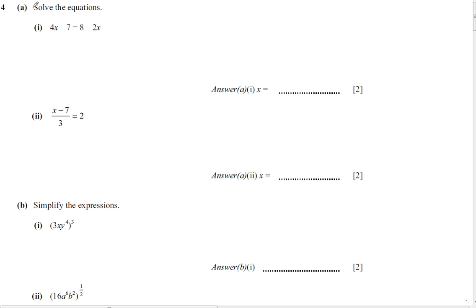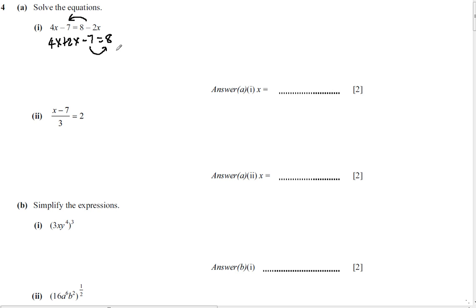So solve the equations. In other words, in each of these equations we're going to make x the subject, or by itself, on either the left hand side or the right hand side. Because we have more x's on the left hand side over here, it's reasonable to take the 2x across the left hand side first. To take away the negative 2x on this side, we've got to add 2x, and what we do to one side, we do to the other. So we add 2x on the left side. That's going to become 4x plus 2x minus 7 is equal to 8.